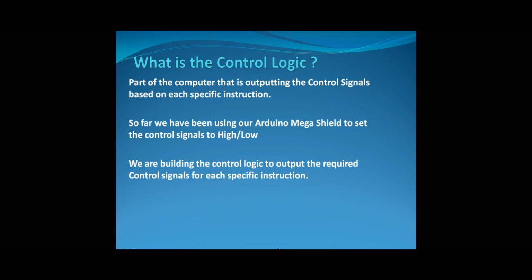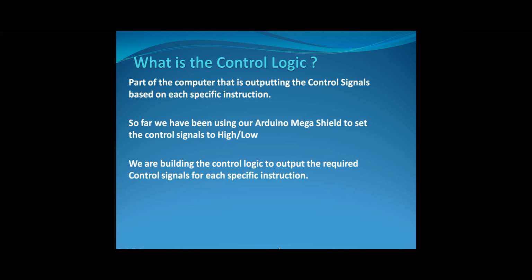All right, so let's have a look at a couple of slides and build a foundation for today's circuit. First thing is, what is a control logic? Well, control logic is basically a part of the computer which is outputting the control signals based on each specific instruction, right? So we are running, let's say, a program, and we have some instruction in it. And for each instruction, we need to output some control signals so that those control signals go to different modules in our computer and basically enable input and output for those modules, right?